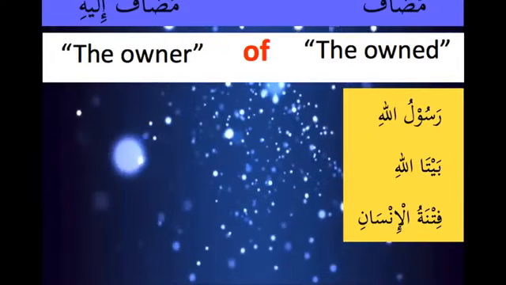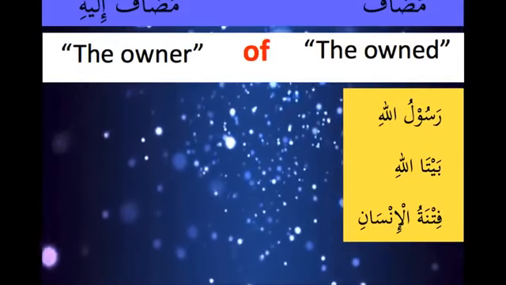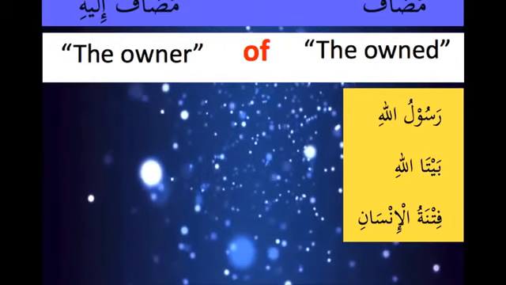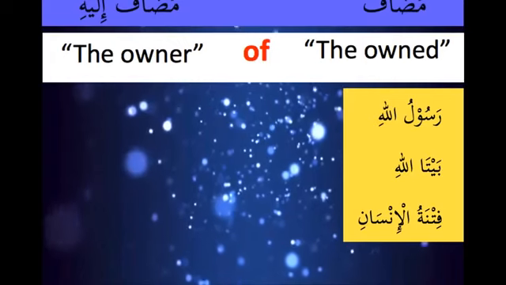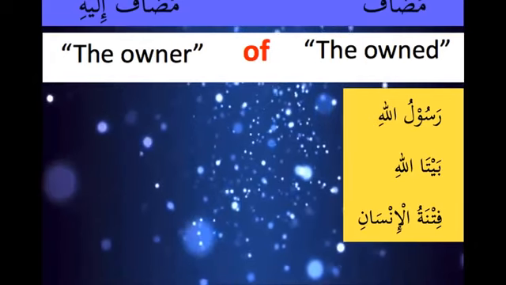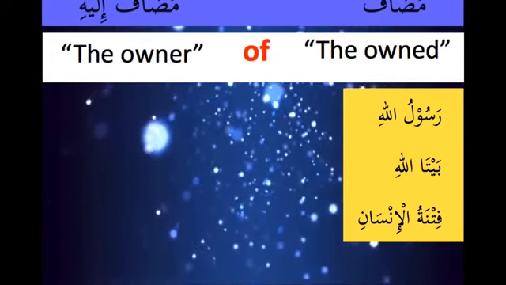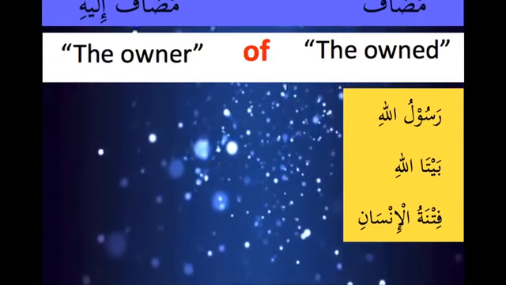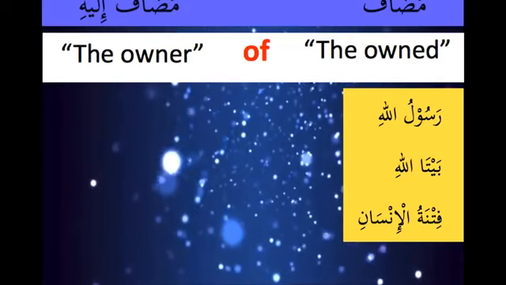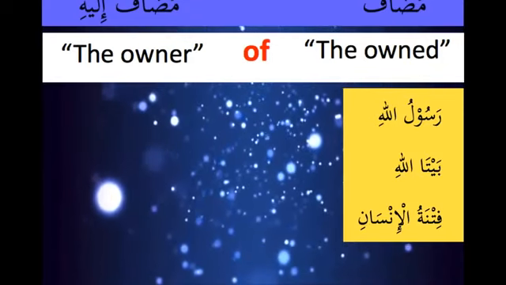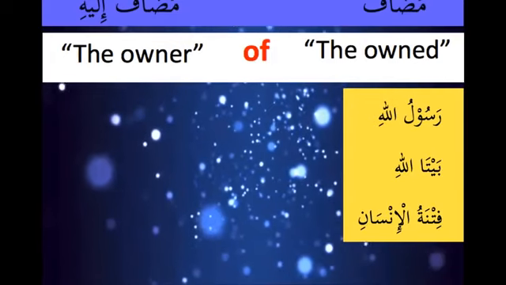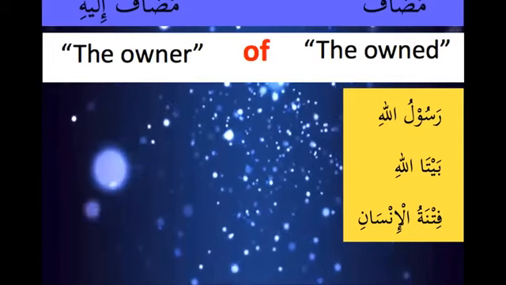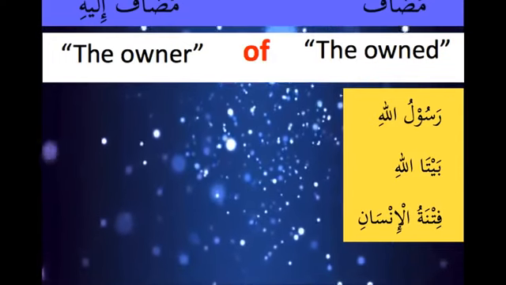For example, Rasulullah. Here if you see mudaf and mudaf ilayhi, they have a relationship. And as we know, mudaf cannot have al and it cannot have tanween. Even if it is definite, it cannot have al, and even if it is indefinite, we cannot have tanween. We know the sign of definite is al and the sign of indefinite is tanween. But mudaf cannot have any of those signs.